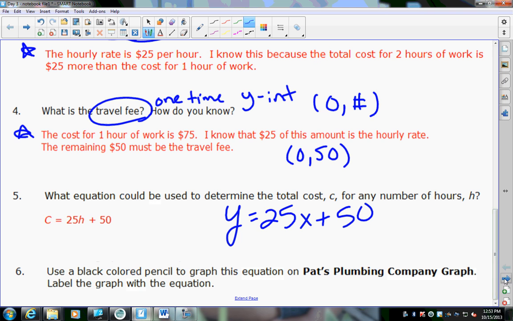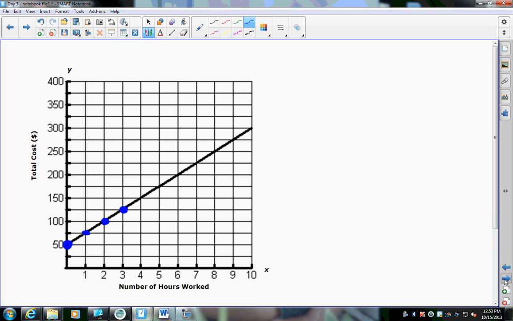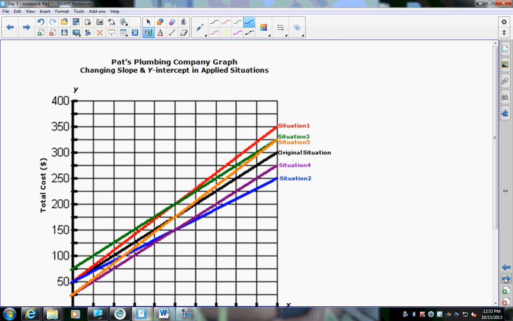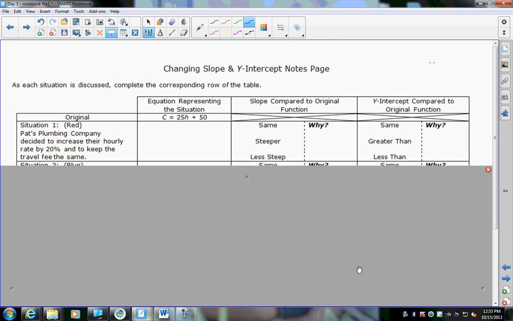Okay, so now the paper that we have for today. Let's go here, flipping around. All right, let's look at the first situation. I want you to notice that right here, it has the original in that little box: C equals 25H plus 50. So for today's lesson, except for the graphing, we can look at this and fill in this information.